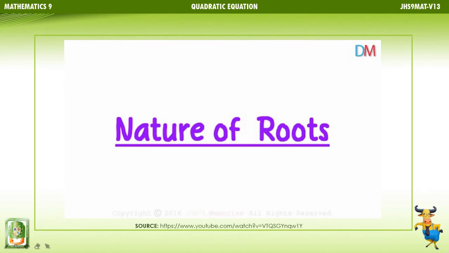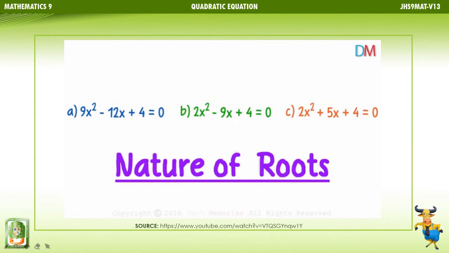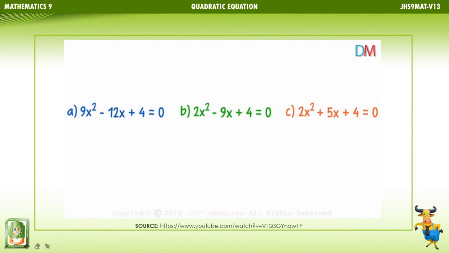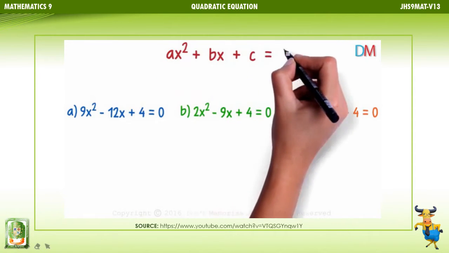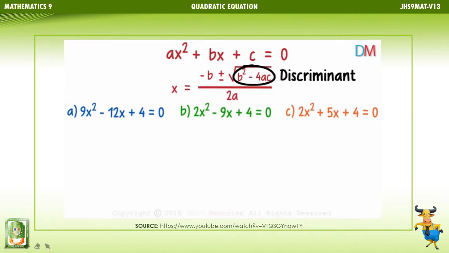We need to find the nature of roots of the following quadratic equations. Note that we've been asked only for the nature of the roots and not the values of the roots. The first thing we need to know is that for the quadratic equation ax squared plus bx plus c equals 0, the roots are given by this formula. And the nature of the roots depends on this value, which is called the discriminant.